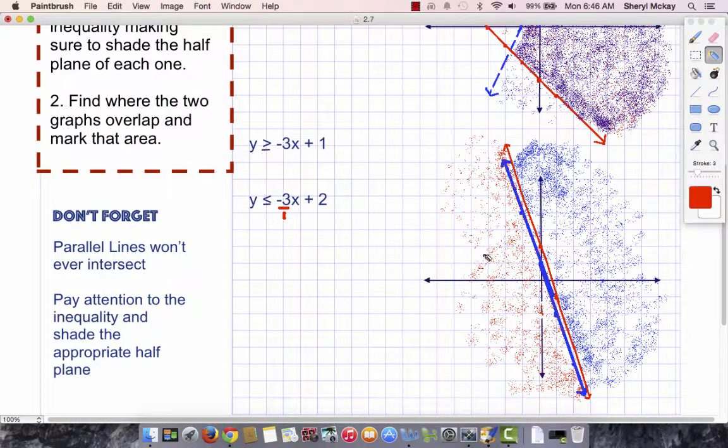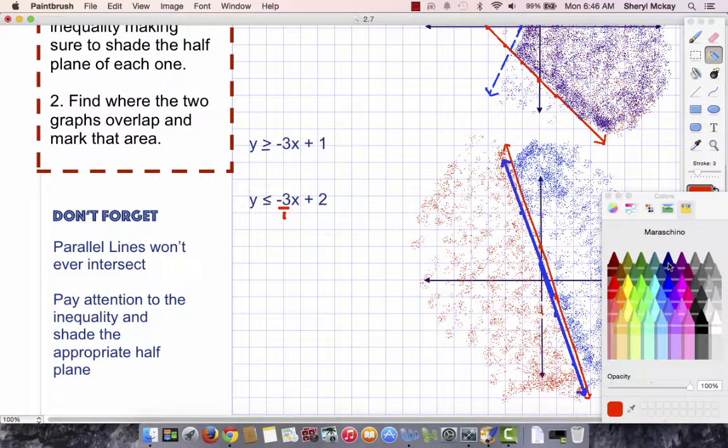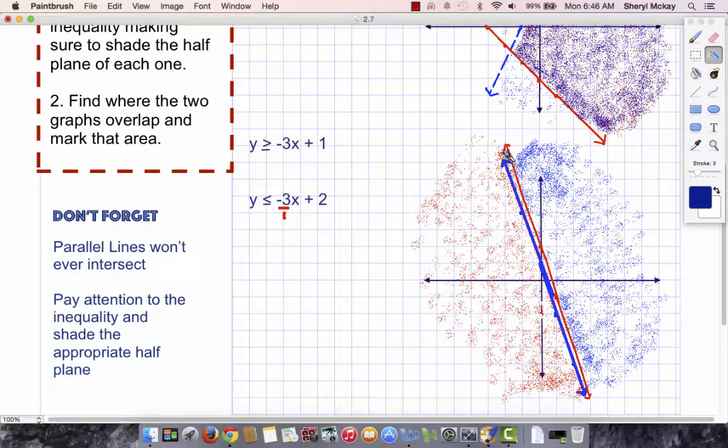So the red's going this way, it's underneath the line. The blue is above the blue line, and the place where they intersect is right in here, that little section right in there. So not a lot of common area, just that little slice, which I'm doing a terrible job shading, but you get the idea, okay? So that's how you graph systems of inequalities.